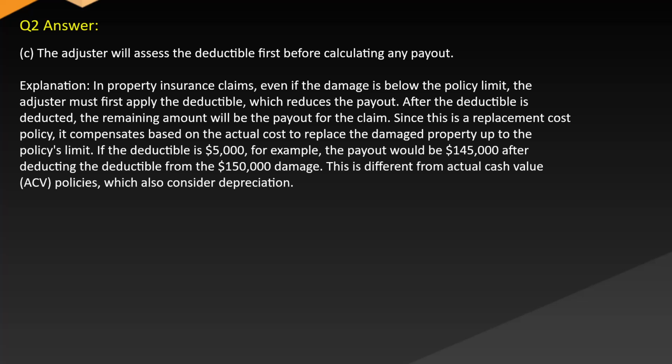Explanation: in property insurance claims, even if the damage is below the policy limit, the adjuster must first apply the deductible, which reduces the payout. After the deductible is deducted, the remaining amount will be the payout for the claim. Since this is a replacement cost policy, it compensates based on the actual cost to replace the damaged property up to the policy's limit. If the deductible is $5,000, for example, the payout would be $145,000 after deducting the deductible from the $150,000 damage. This is different from actual cash value (ACV) policies, which also consider depreciation.